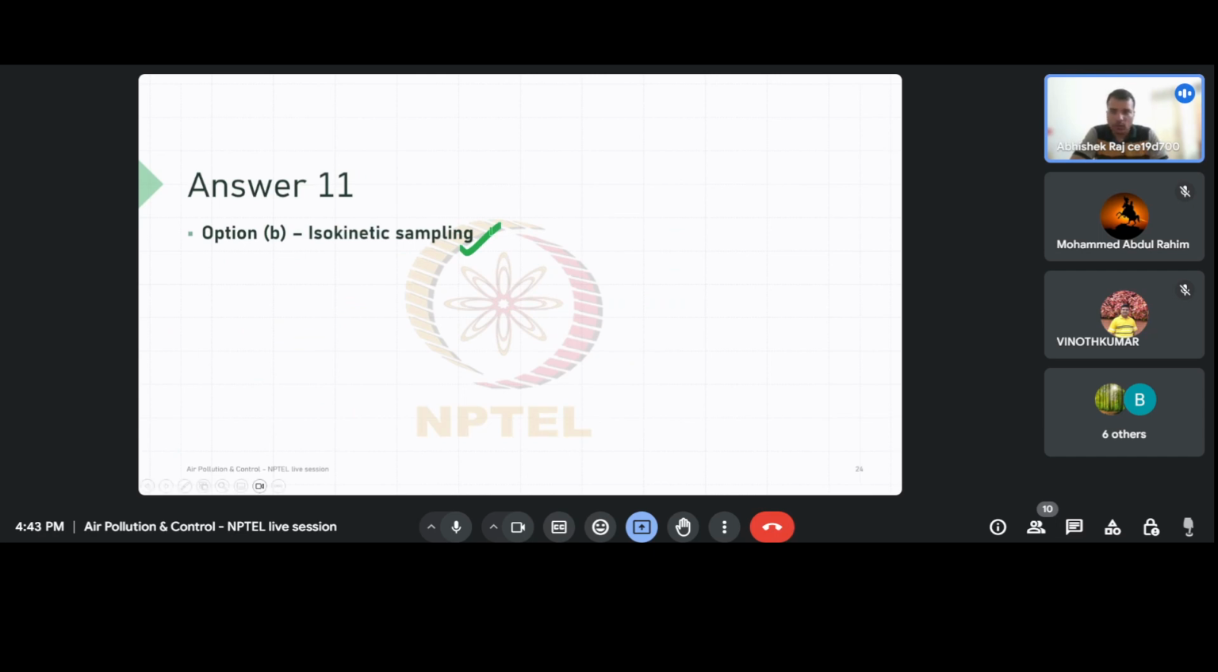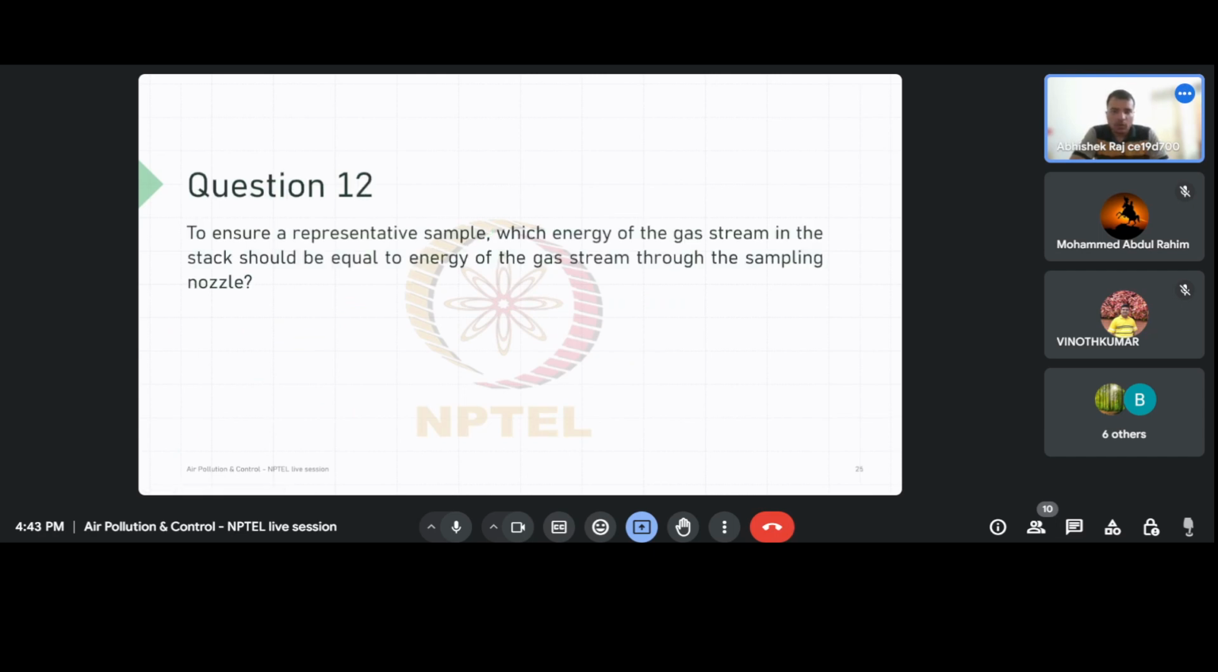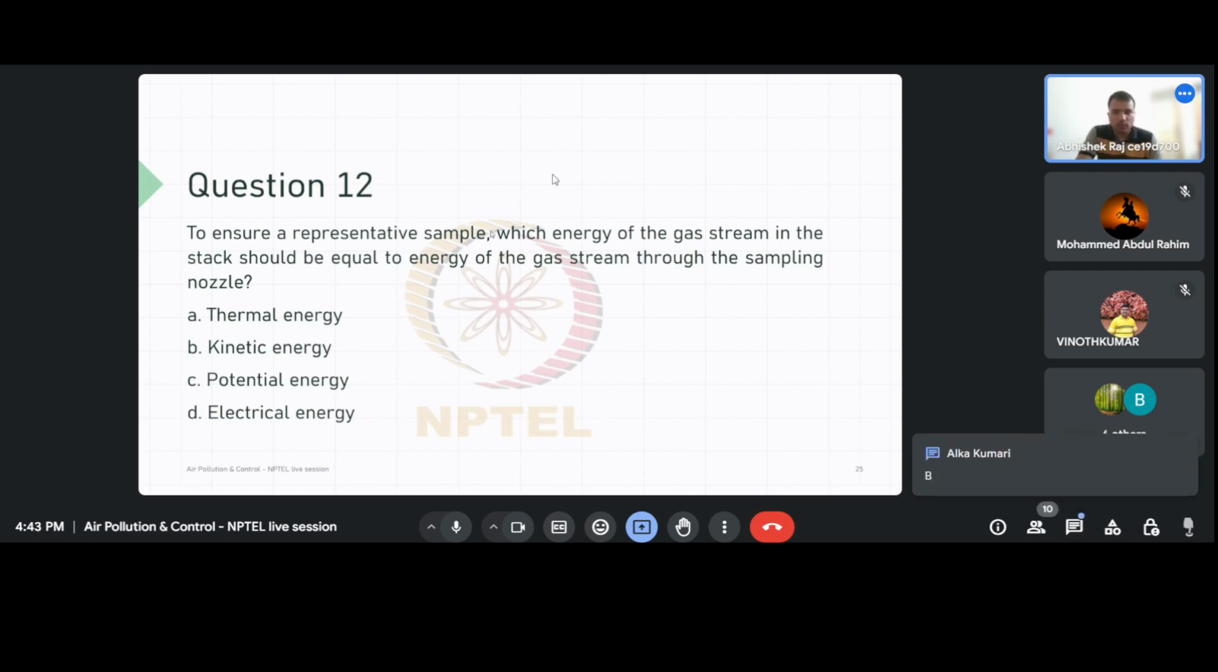Moving to question number 12 now. To ensure a representative sample, which energy of the gas stream, continuing from the previous question, should be equal to the energy of the gas stream through the sampling nozzle? Thermal, kinetic, potential, electrical. Can I have maybe a quick response for this?